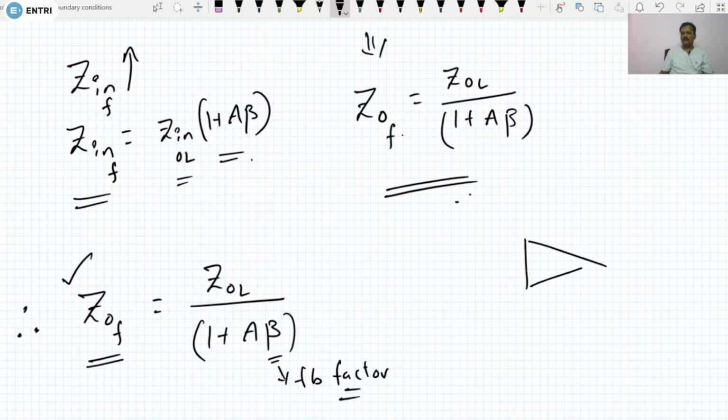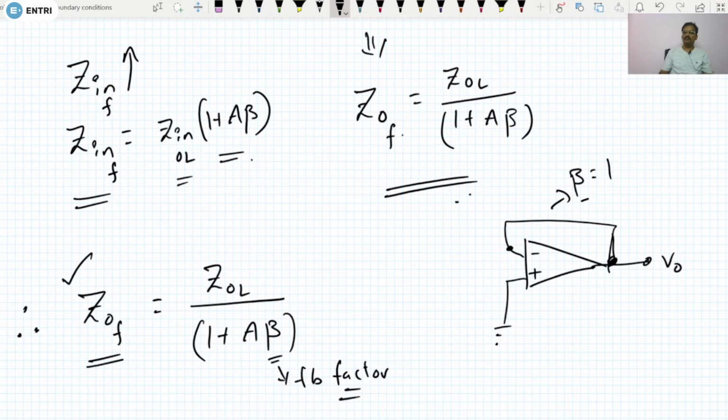Here we are having a voltage follower circuit. So what is the feedback factor for this one? The feedback voltage here is the same as the input voltage. This voltage and this voltage are the same. So you are going to get the feedback factor as 1.